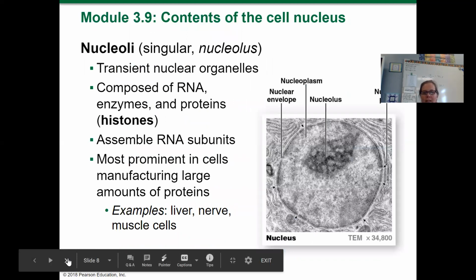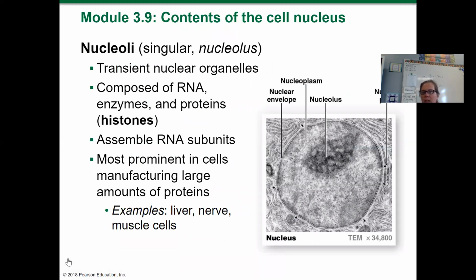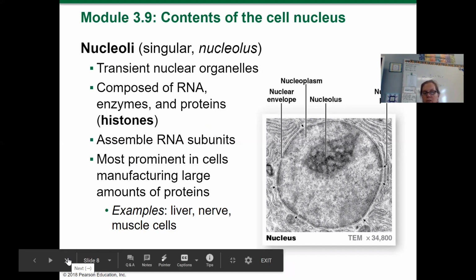The nucleolus is a concentrated area within the nucleus, and there is a lot of RNA and enzymes in that area, other proteins as well, that are assembling the ribosomal subunits, the larger and the smaller subunit that are part of translation. These are very prominent in areas where a lot of proteins are being manufactured, for example, the liver, nerve, and muscle cells.